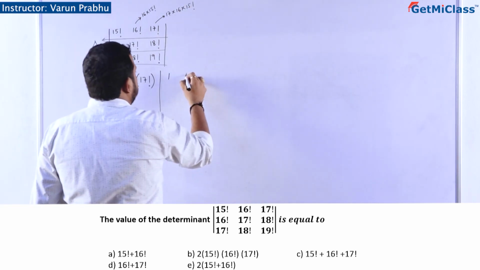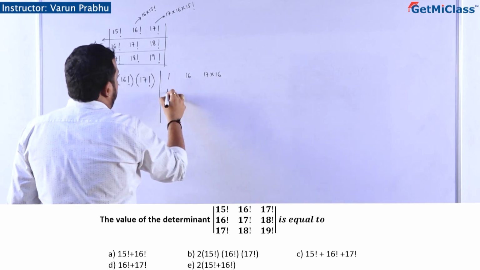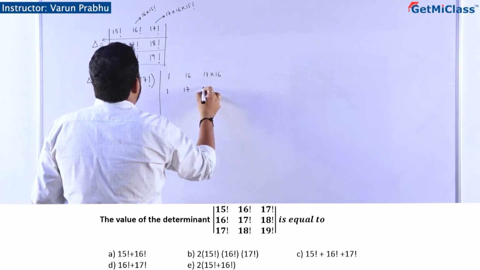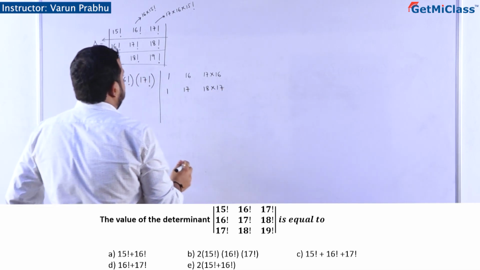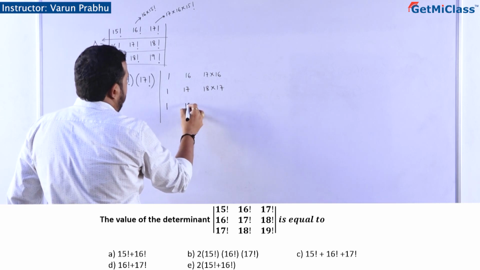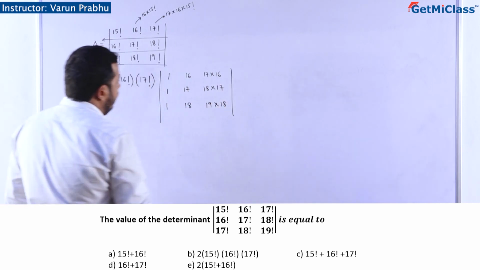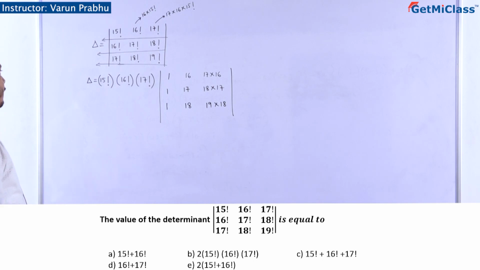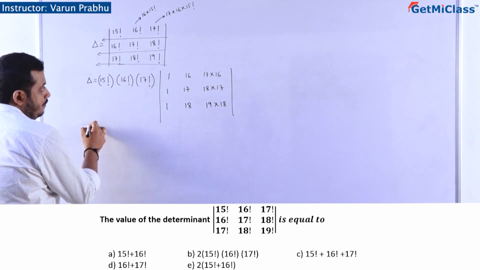So I can write 16, 17 multiplied by 16, 1, 17, then 18 multiplied by 17, and then 17, 1, then 18, then 19 multiplied by 18. Is it okay? 19 multiplied by 18. So after this I can perform an operation.